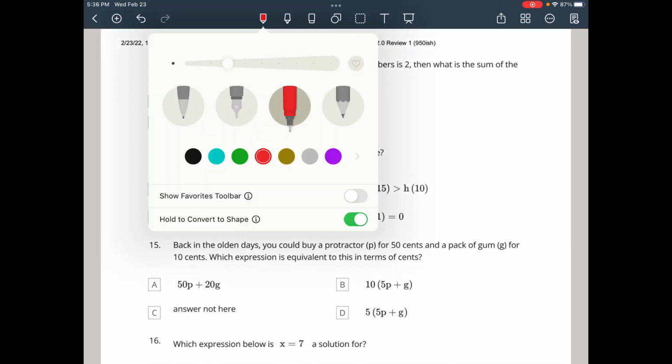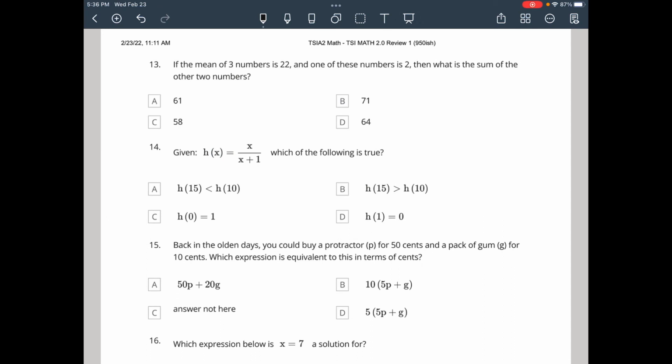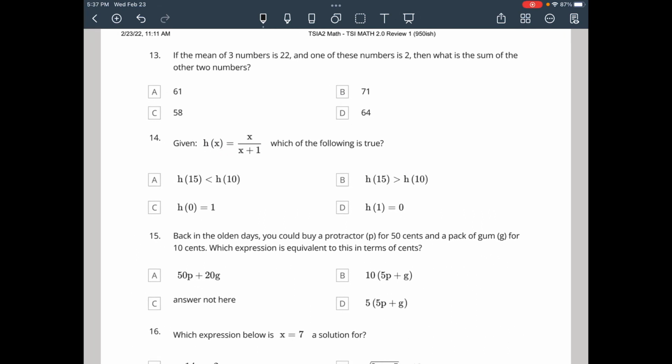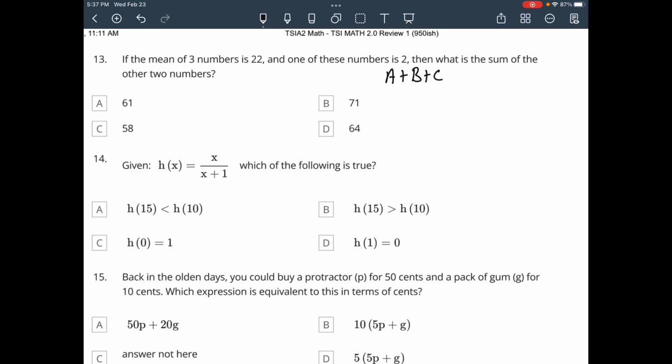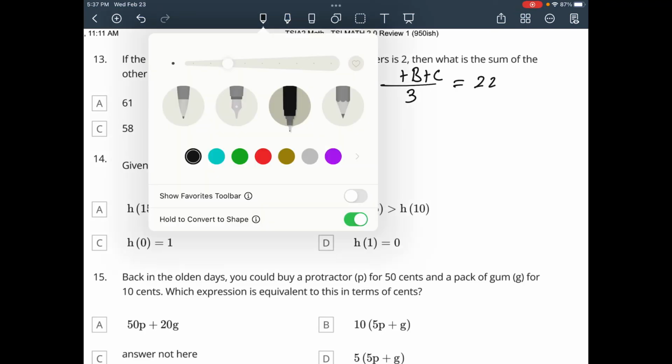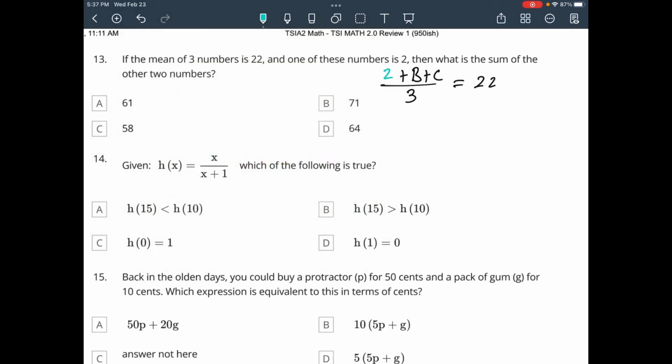Number 13. If the mean of 3 numbers is 22, okay, so one of the questions we got before. So add 3 numbers, A plus B plus C, that's the average. And you divide that by 3 because there's 3 numbers. The average is 22. If one of the numbers is 2, okay, so I will erase the A and I'll put a 2 there. What is the sum of the other 2 numbers?